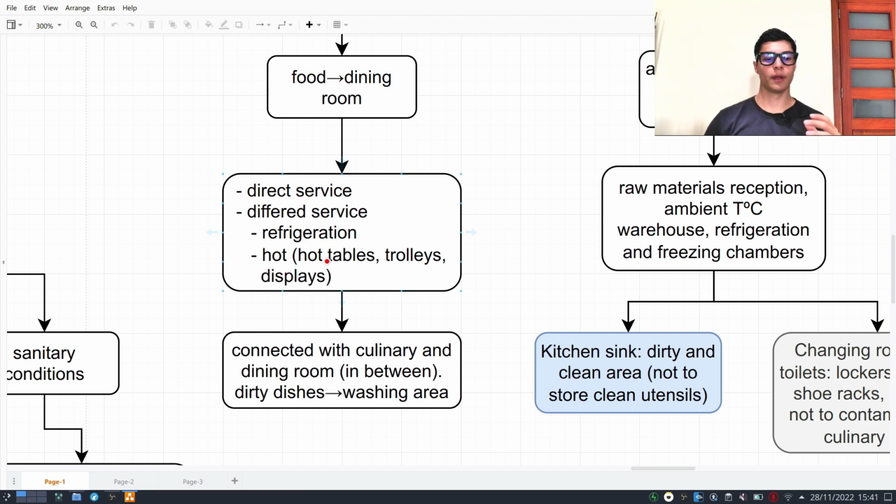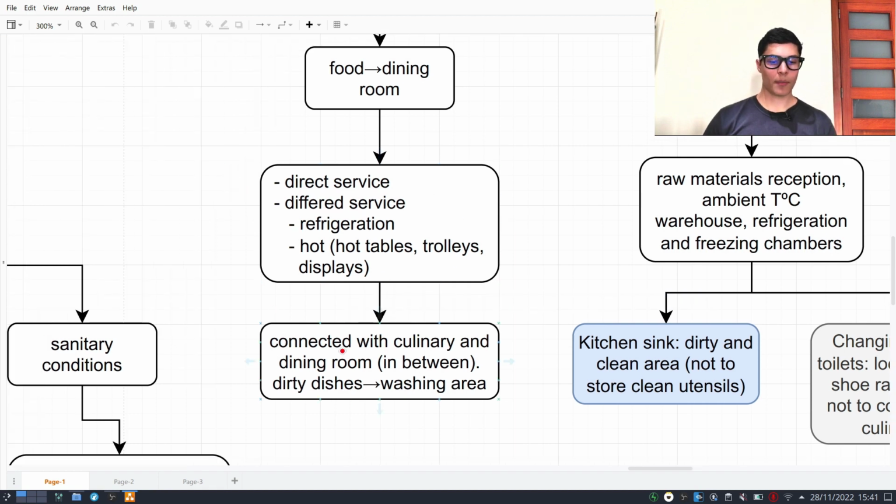For example, the hot tables or trolleys or displays where food is put there with some warm water to keep it warm. Refrigeration would be, for example, a dessert: a tiramisu must be put in the fridge before being served to the people. This area must be connected with the culinary and with the dining room. It's in between. And it also gets the dirty dishes and brings them to the washing area.